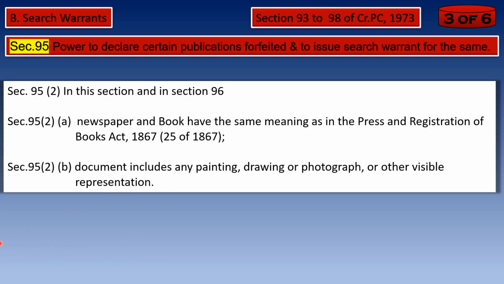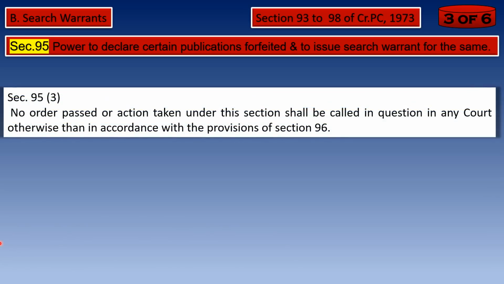Next comes subsection 3 of section 95. This is important from an advocate's point of view. It says no order passed or action taken under this section shall be called in question in any court otherwise than in accordance with the provisions of section 96. This means that the publication which is declared forfeited by the state government, or the document signed by the magistrate, is not to be questioned in any court.